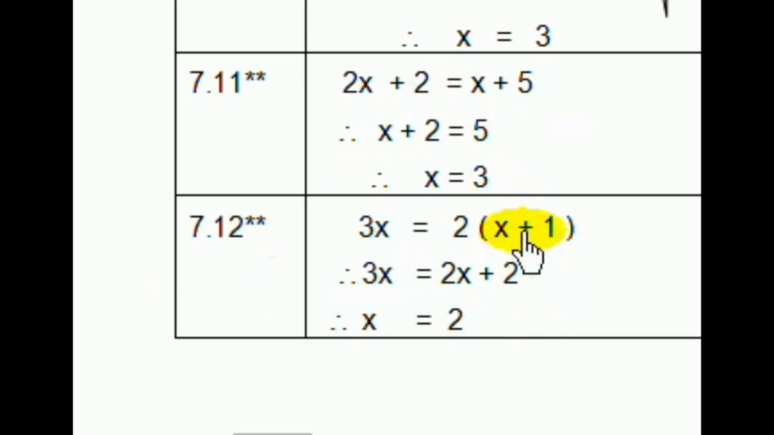7.12 now, there's a bracket, so first you simplify 2 times x, 2 times 1 there. Now I see that there are x's on both sides, so get rid of that 2x, subtract 2x on both sides, you're left with a 2 there and with a 1x on that side.